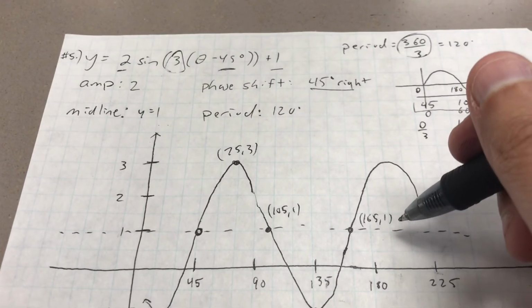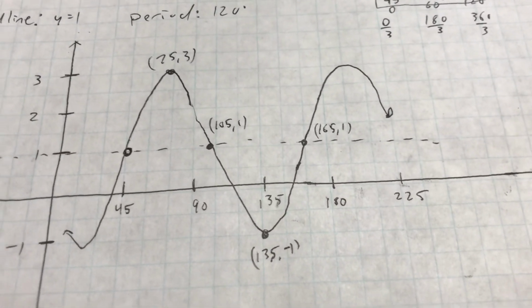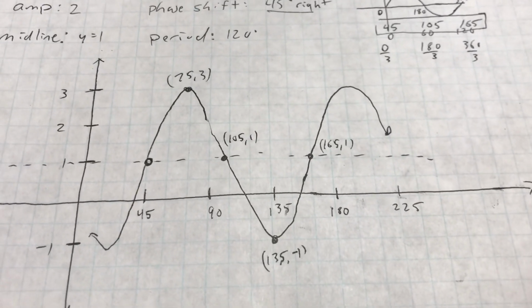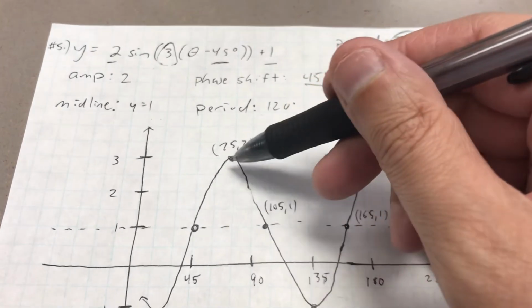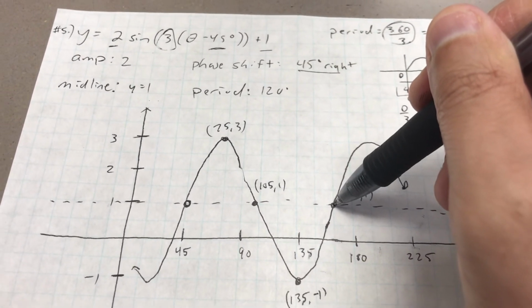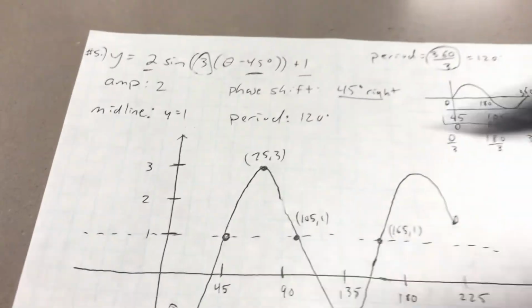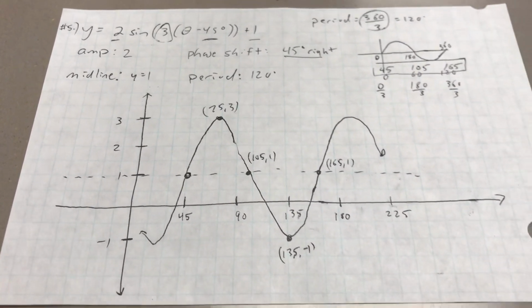And anyway, I think that gets us all of our points. So anyway, in the ideal world, I probably would have counted this off by 5s or something like that. But anyway, that's the overall graph there. You can see we have a period that goes from 45 and ends at 165, and it's got a period of 120, which is what it's supposed to have. Amplitude is 2. It's been shifted 45 degrees to the right, and I think we've got all the features we need here.